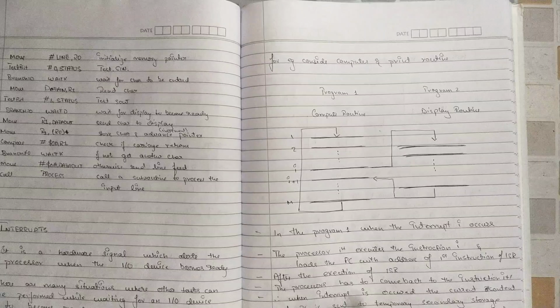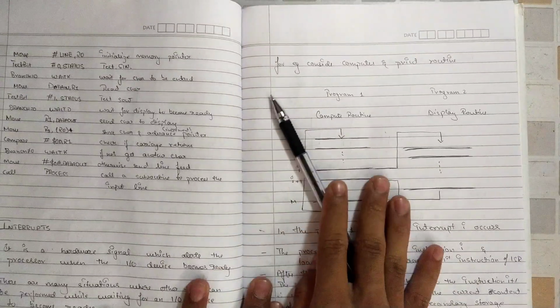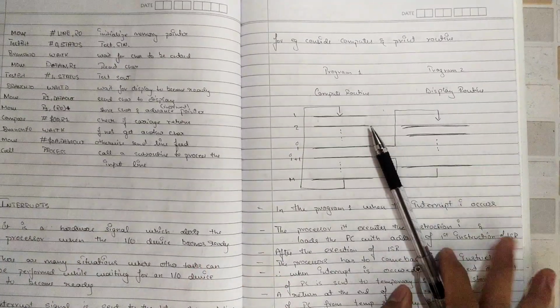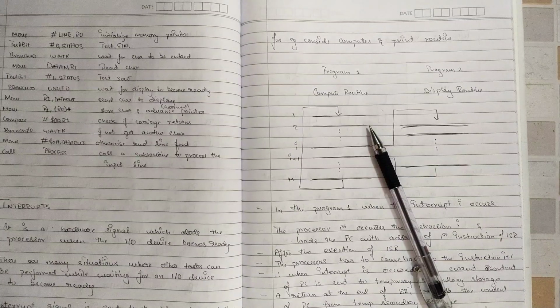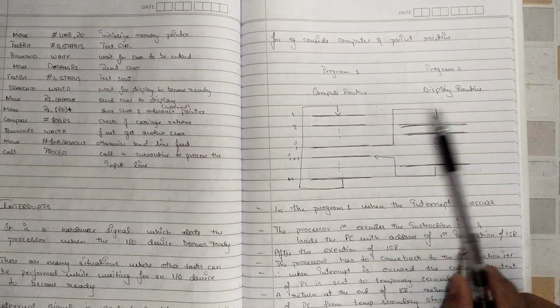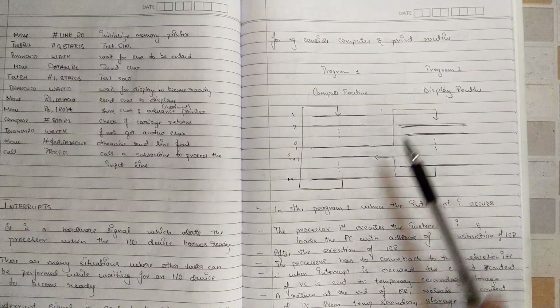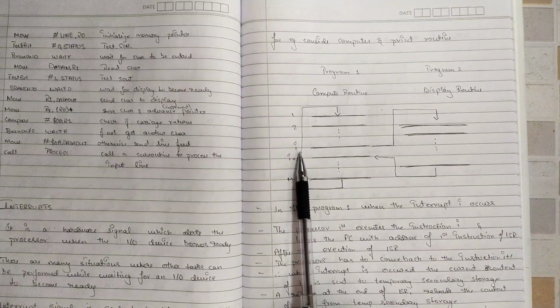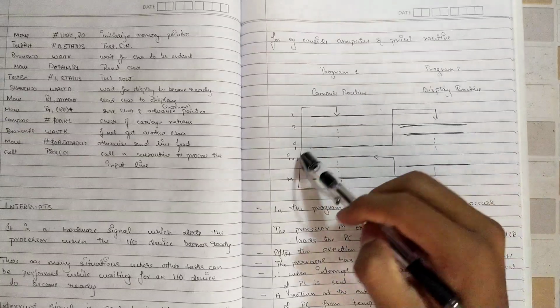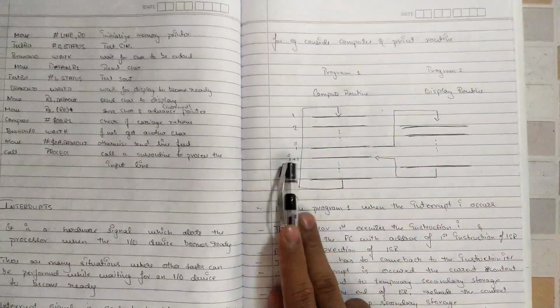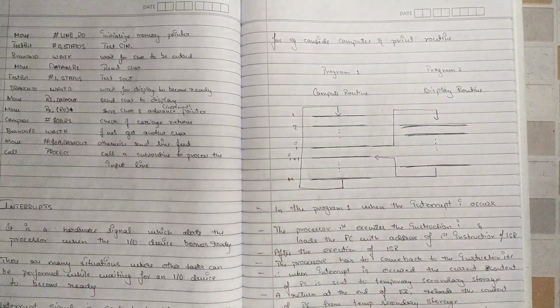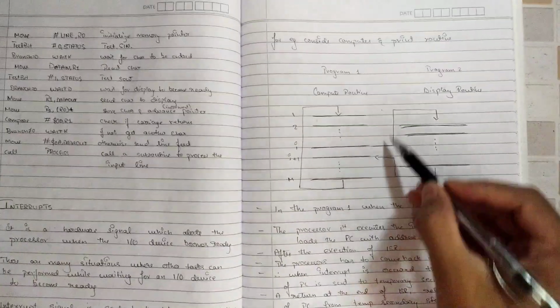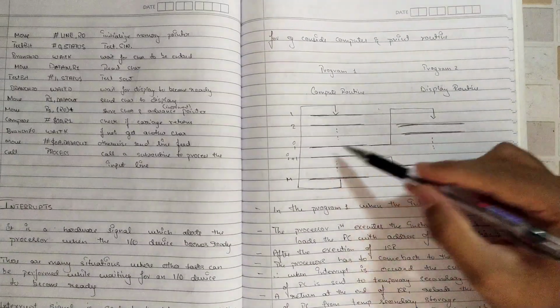There is an example of this interrupt here. There are two programs: one is a normal computer routine, and another is the printer or display routine. Here, I indicates the interrupt. During the flow of this program, the device suddenly requests an interrupt. At this place, the processor, which was executing from here, goes to this particular program to execute the interrupt.